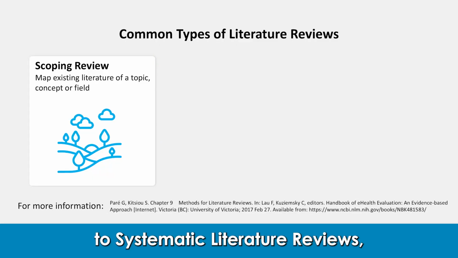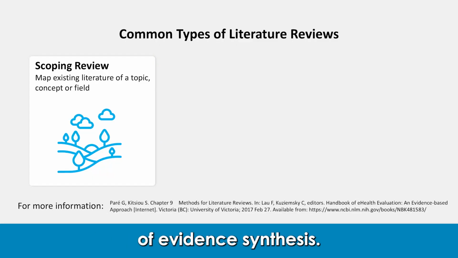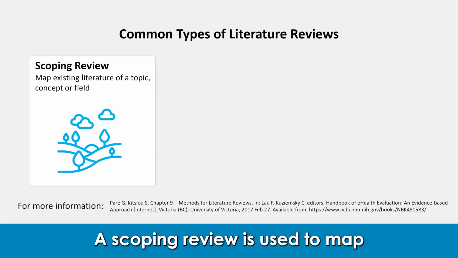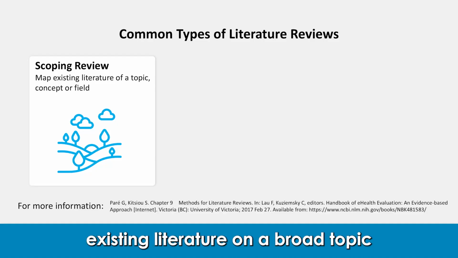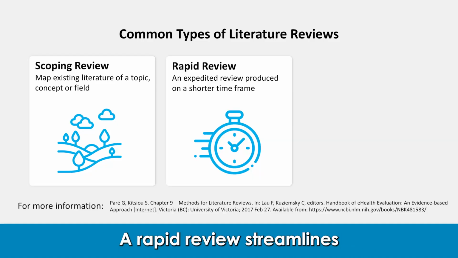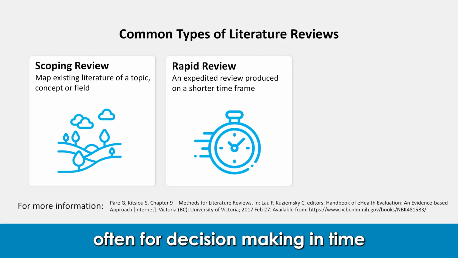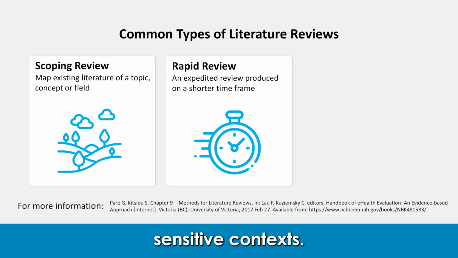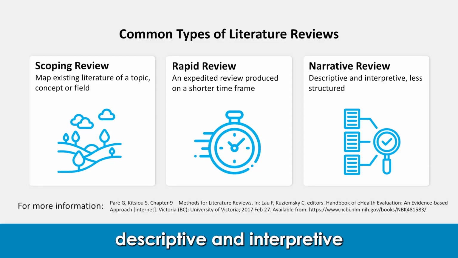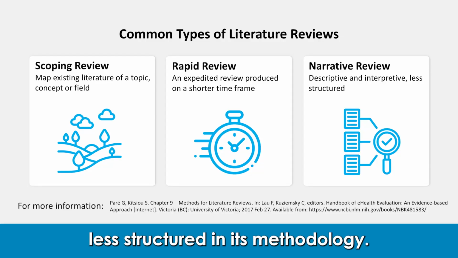In addition to systematic literature reviews, there are other types of evidence synthesis. A scoping review is used to map existing literature on a broad topic and identify gaps in knowledge. A rapid review streamlines the SLR process to provide quicker answers, often for decision-making in time-sensitive contexts. A narrative review is typically more descriptive and interpretive and less structured in its methodology.